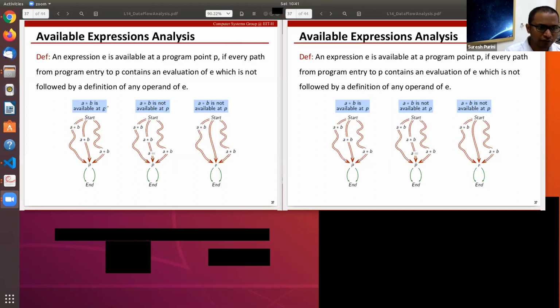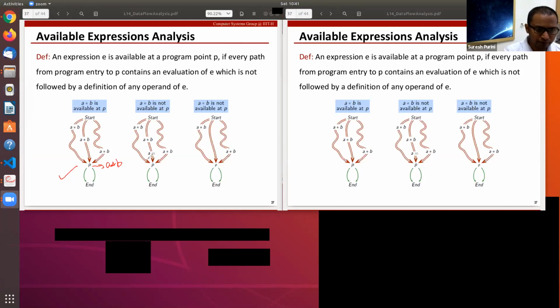For example, in this example, let's say these are the three different paths from start to the program point P. Along each of the paths, the expression A star B is computed, and after the computation of A star B, the operands A and B are not modified. Because of that, we say that the expression A star B is available at the program point P.